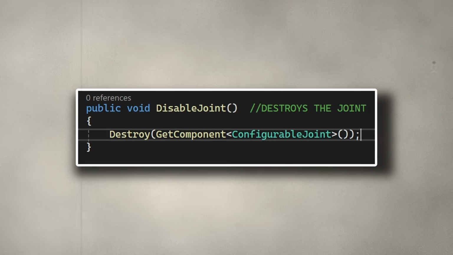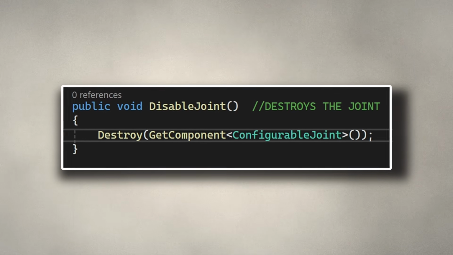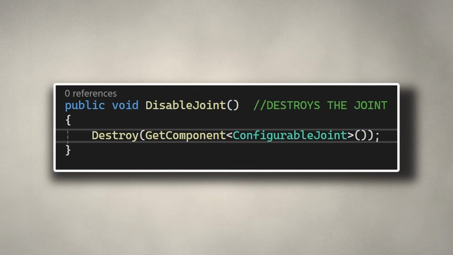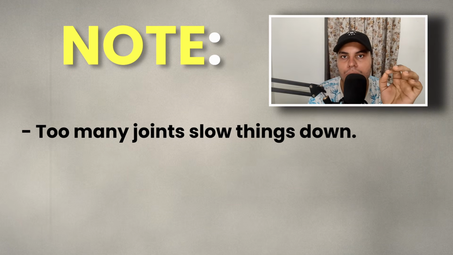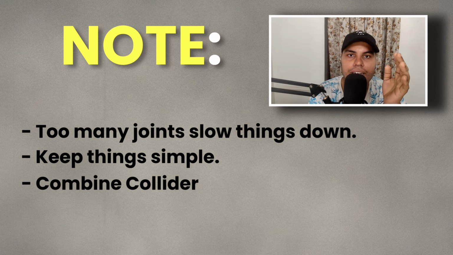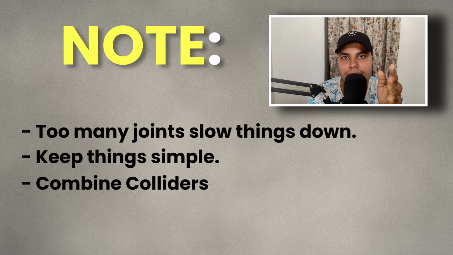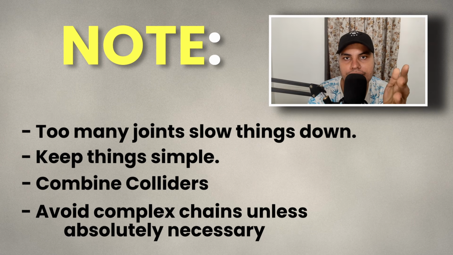If you want to disable or stop the joint behavior, the only way through code is to destroy the joint component itself. Also, too many joints can slow your script down. Try to keep it simple. Combine colliders, keep connected bodies light, and avoid complex joint chains unless absolutely necessary.